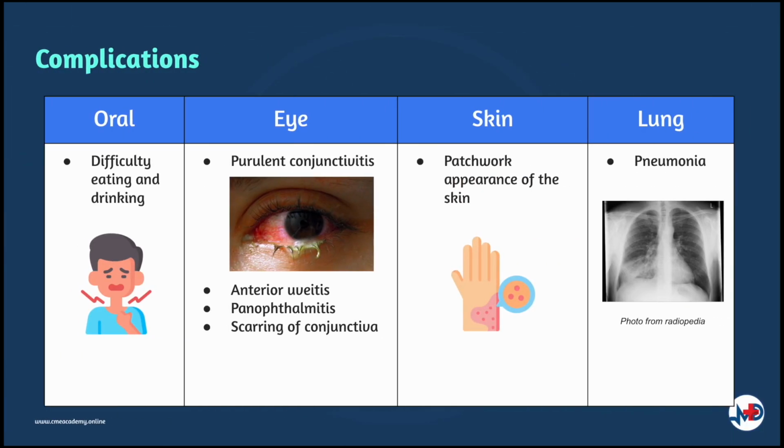There are a few common complications that may occur in patients with erythema multiforme. Patients with oral involvement may have difficulty in consuming food and fluid, which will subsequently worsen dehydration. Severe eye complications such as purulent conjunctivitis, anterior uveitis, panophthalmitis, and scarring of the conjunctiva usually occur in 20% of the patients. Some patients also develop a patchwork appearance of the skin with hypopigmented regions and potential hypertrophic scarring. Pneumonia is also one of the complications in cases of lung tissue involvement.